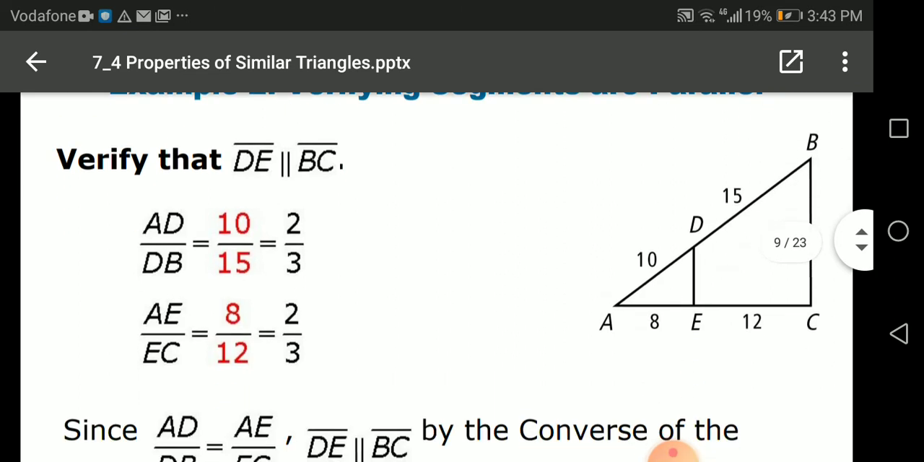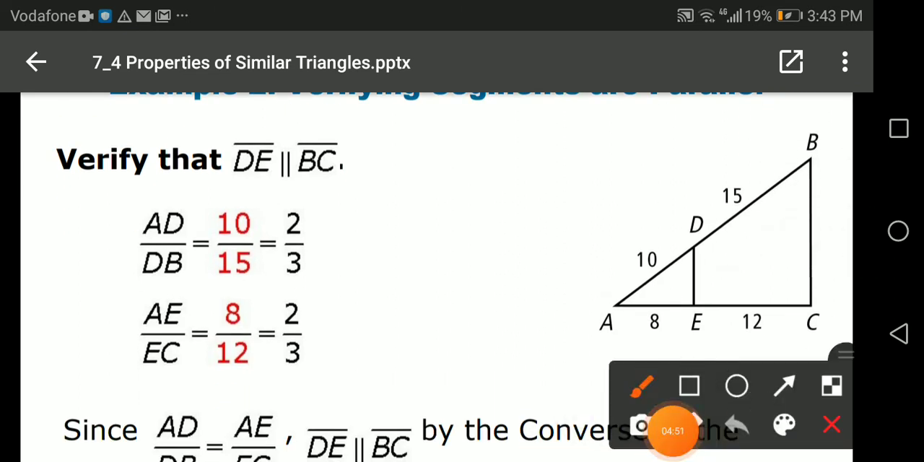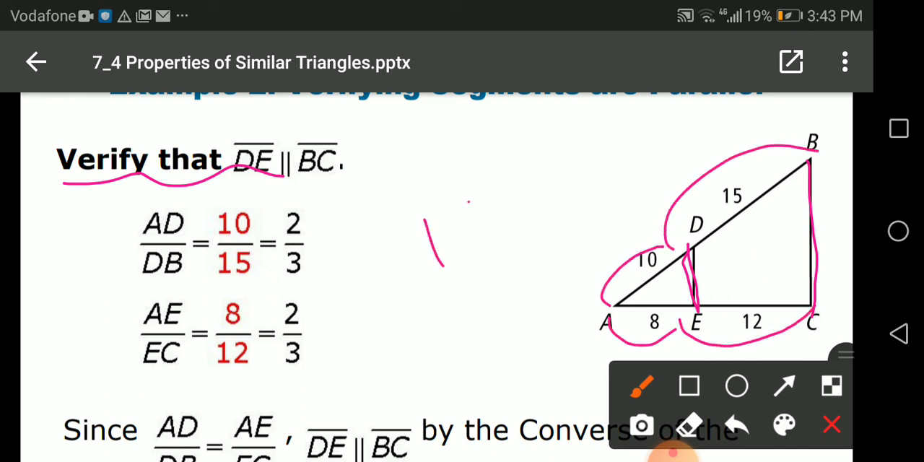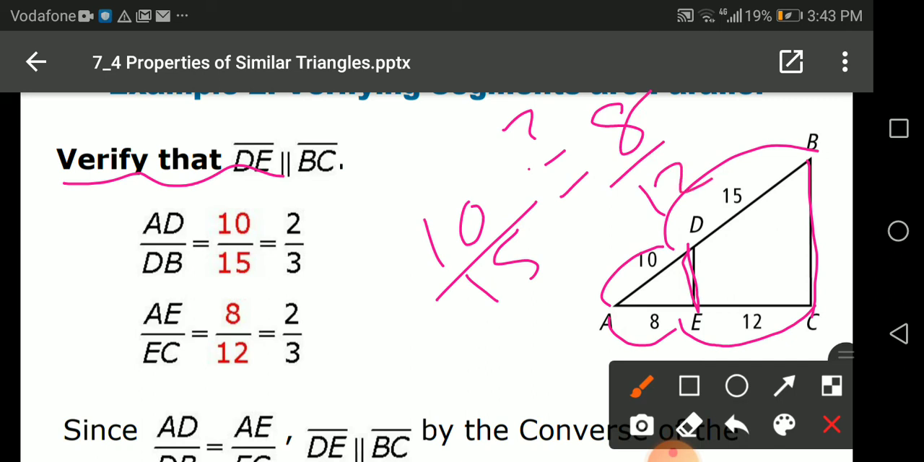So if I have a question, verify or prove that DE is parallel to BC, he wants me to prove that this segment is parallel to BC. How can I do it? If you prove that 10 over 15 is the same as 8 over 12, so if 10 over 15 equals 8 over 12, then you have parallel lines.